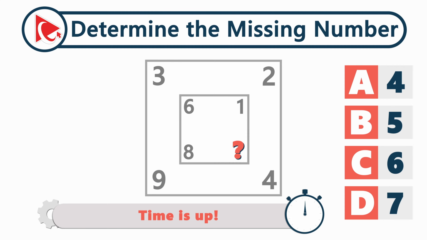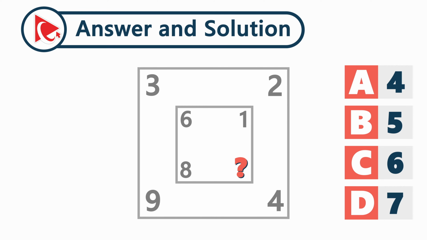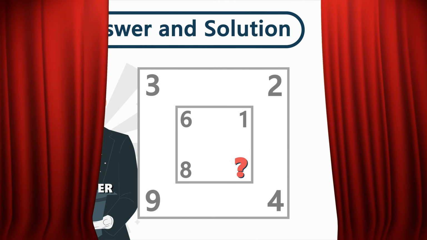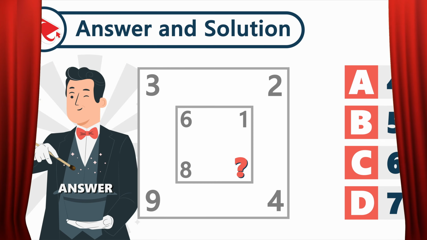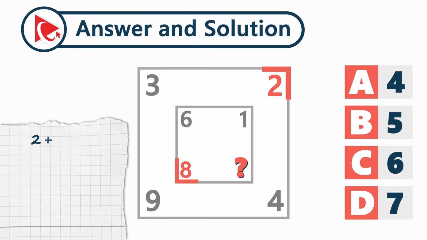Time's up. Do you have your answer ready? I hope so, because here you would be amazed how simple the solution actually is. It feels like I'm pulling back the curtain on the magic trick to reveal how it's done. Take a look at the numbers 2 and 8 in the opposite sides of smaller and larger squares. 2 plus 8 equals 10. Does it tell you anything?